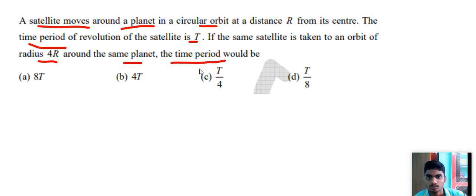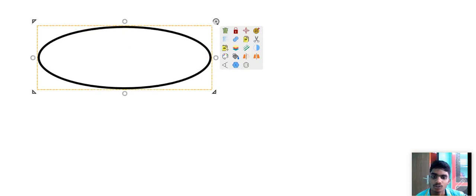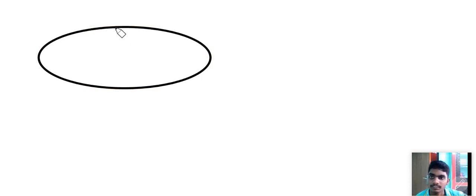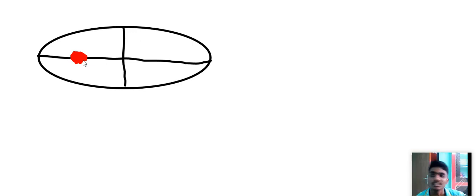So it can be solved using Kepler's third law. First we have to understand Kepler's first law. The first law states that this is an elliptical orbit. In an elliptical orbit, the central mass is placed right here. If it is the solar system, it is the Sun. If you talk about the satellite, it's the planet, which is colored in red. It is at one of the foci of the ellipse.